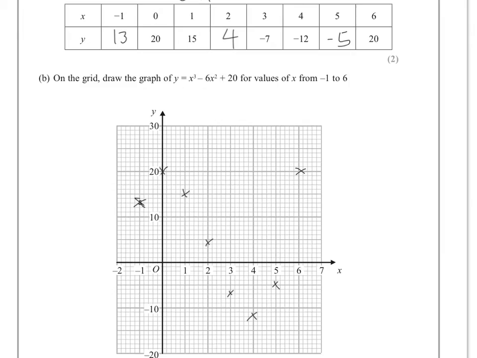Part B. On the grid, draw the graph of y equals x cubed minus 6x squared plus 20 for the values of x from minus 1 to 6. Well, we have calculated those values, so plot the points carefully on the graph and then draw a nice smooth curve through the points. Slightly off there, but you get the idea. Try and go through every single point, not joining them with a straight line, but a smooth curve.